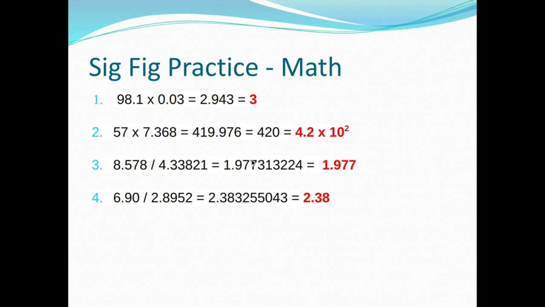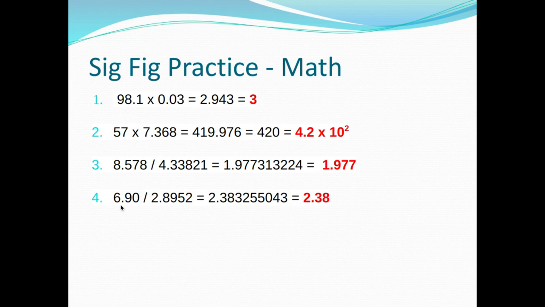So when I look at this, I need to look at 1, 2, 3, 4. And right here is where my cutoff is. I need to keep those numbers. What does that 3 tell me? It says I'm going to just drop these numbers because 3 is not going to affect my 7. So my answer is 1.977. That would be the correct answer. You give me anything else, it's wrong.